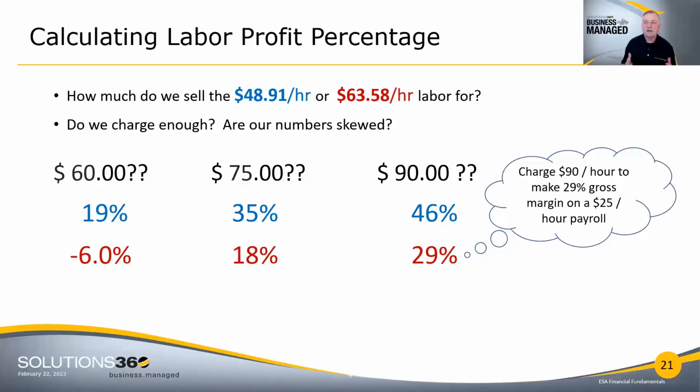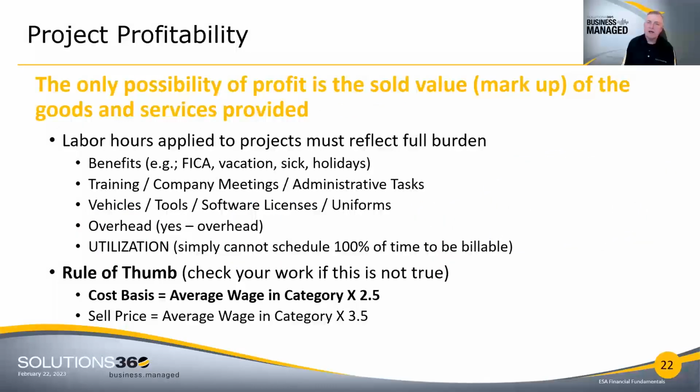So you have two things that you have to really work on: track all the time to the project and get it costed correctly in order to have a great project accounting system. Because the only source of profit is how much I sold these projects for. And if that's my only source of profit, then I have to track all the labor hours at a full burden in order to understand whether or not I'm making money. Here's a rule of thumb I use with all my clients: the cost basis, how much I should charge to this project, should be the average wage in the category multiplied by 2.5.